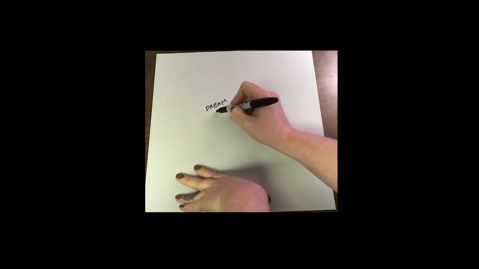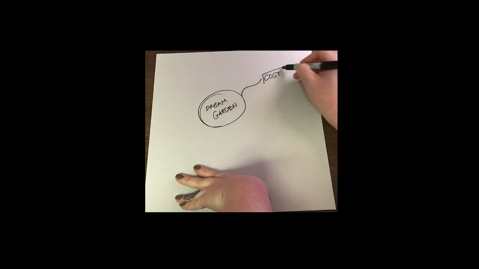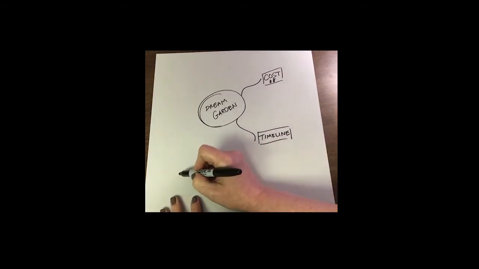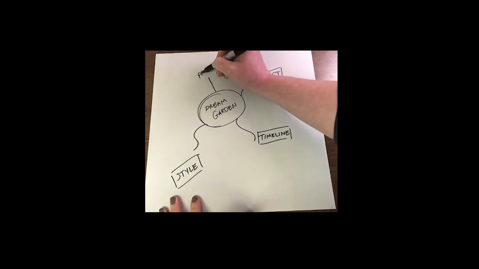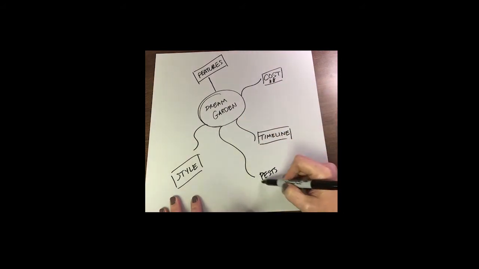The mind map I'm going to build with you today is a planning mind map, and I'm going to plan my dream garden with you. So the peripheral branches are going to have to do with what comes to mind first: cost, timeline, how long is this going to take? What style of garden do I want? And what are the exciting features I want in my garden? And we live in Sullivan County, so you can't forget pests and deer. How do we keep them out?